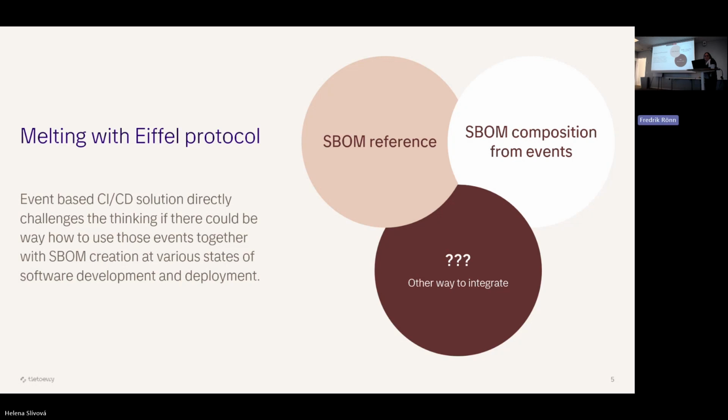Maybe when you mention SBOM composition from events, what about having new types of events suitable for SBOM, using them for creating an SBOM? Basically, you mean, for example, use an event to trigger creating the SBOM? Yeah, different types of events, new types of events for SBOM creation, SBOM life cycle. Then you basically trigger it when you really want. Yes, for example. How to use it together.